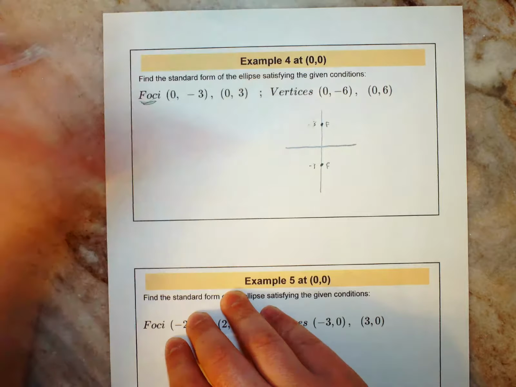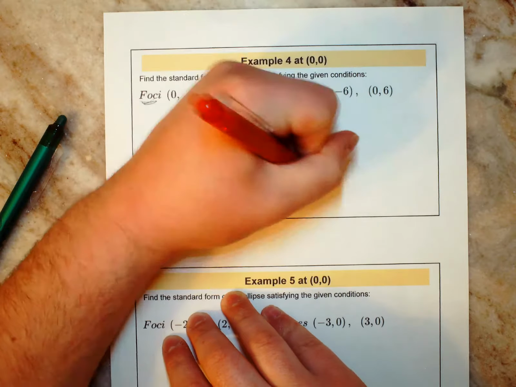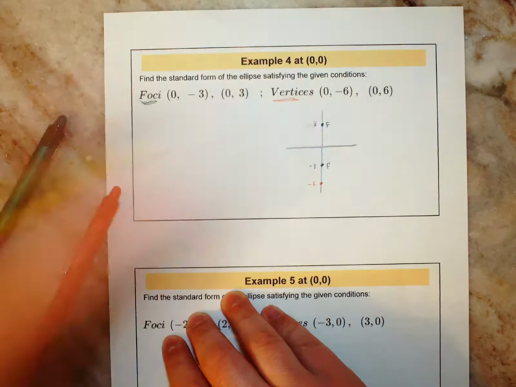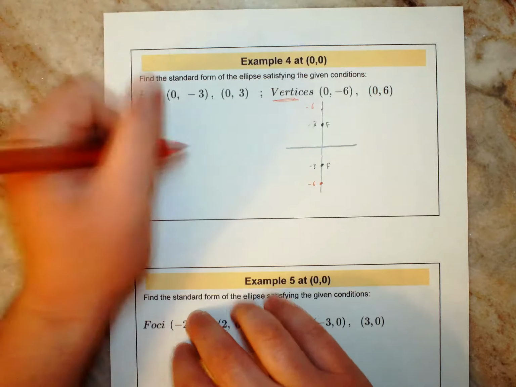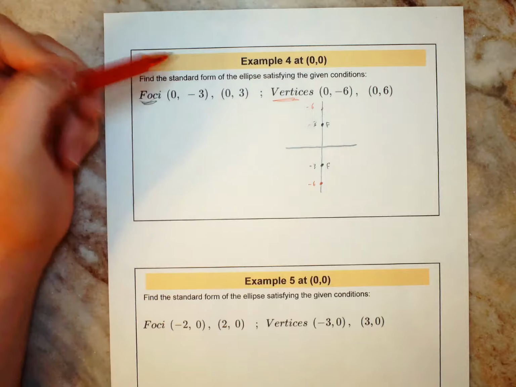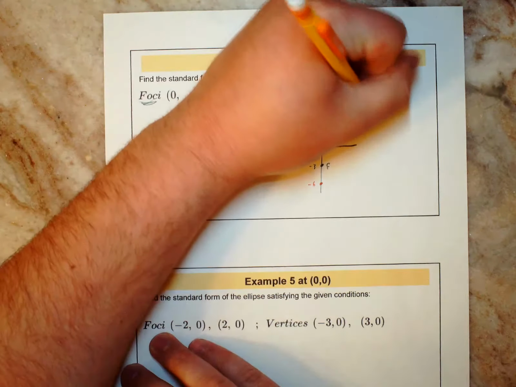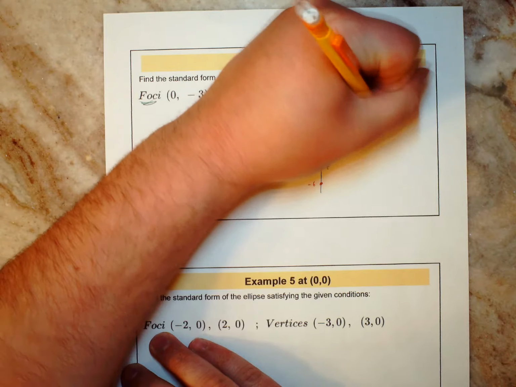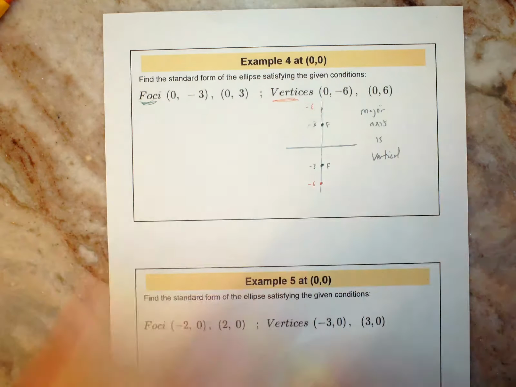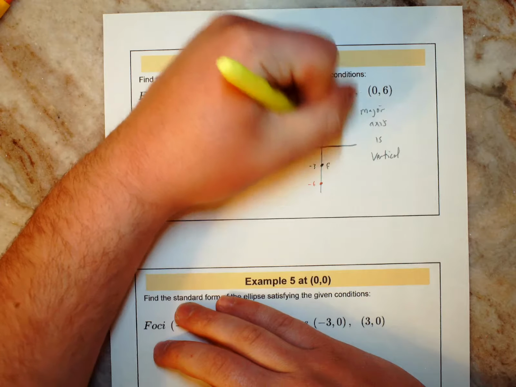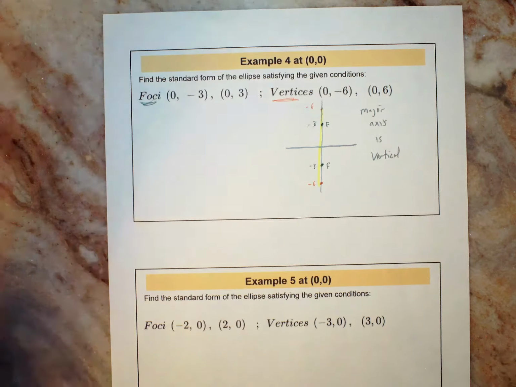And then I'll do my vertices in red. So my vertices are going to be at 6 and -6. Let me just extend this. So what that tells me, looking at that picture, is that since these are on the major axis, and that is vertical, the major axis is going to be vertical because it contains the foci and the vertex. That tells me the greater number is going to be under the y.